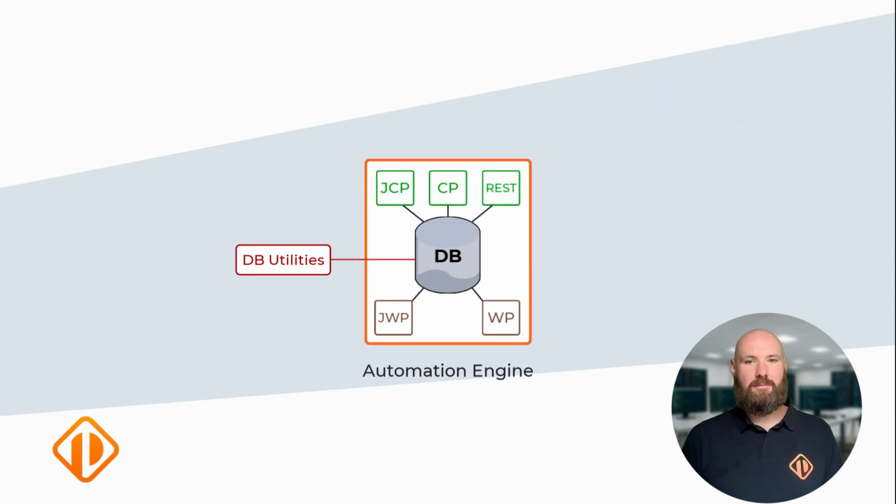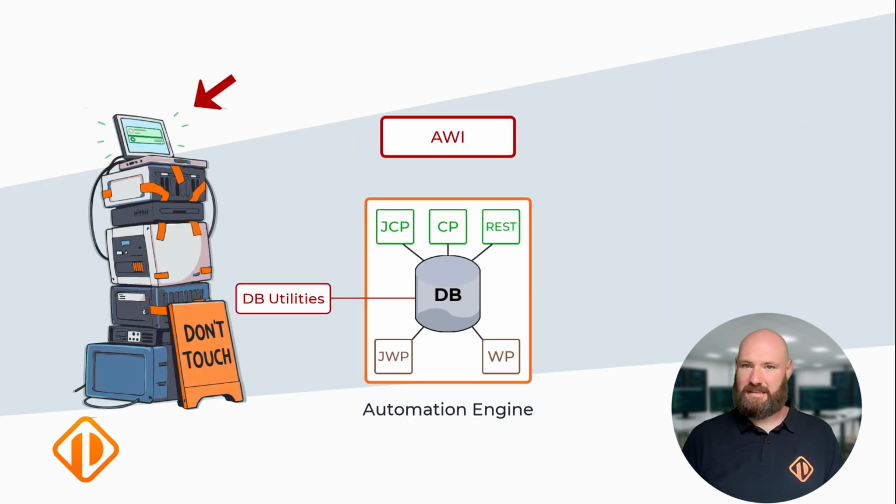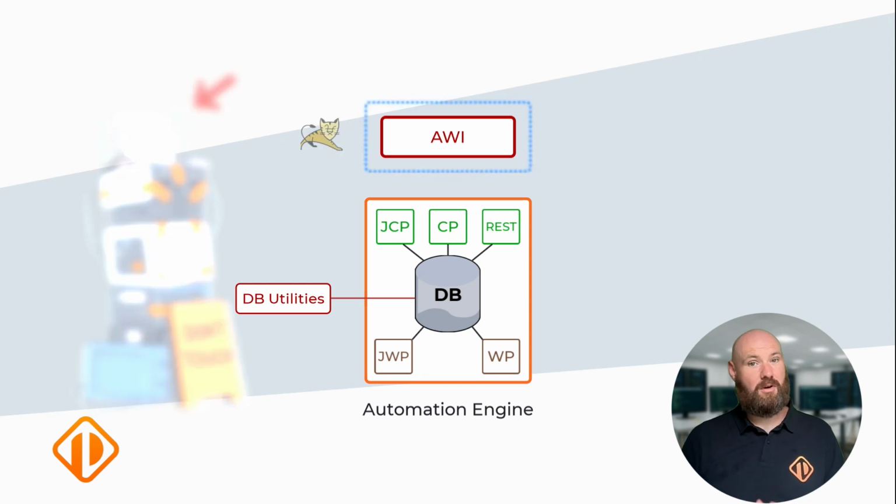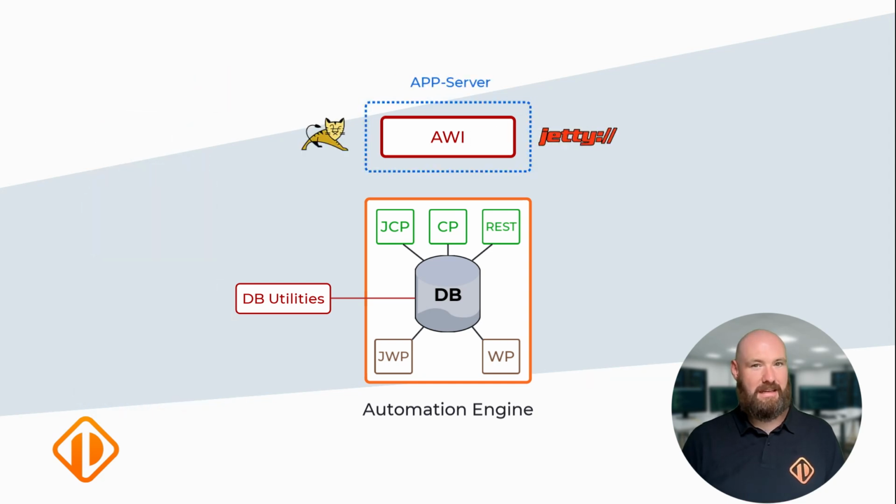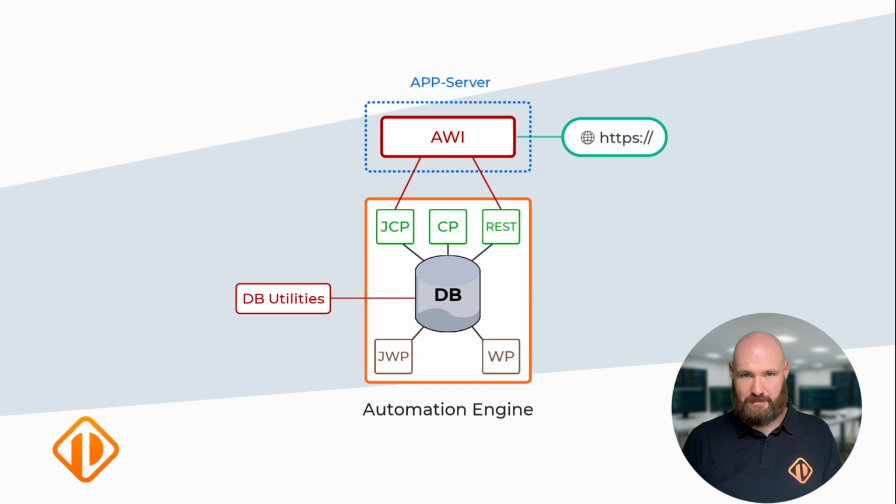Let's move on to the AWI. It is the central user interface. It runs on a Tomcat or also standalone with Jetty and connects to the engine via Java API along with REST. You access it through your browser, ideally via HTTPS.